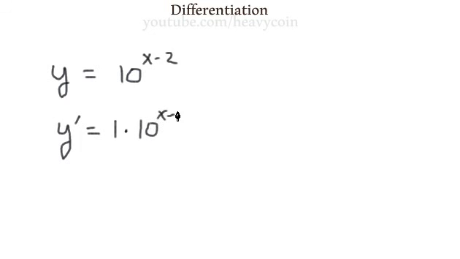Rewriting, times the natural log of 10. The natural log of 10. Alright, easy enough, and of course we don't write the 1, just write 10 raised to the x minus 2 times natural log of 10.